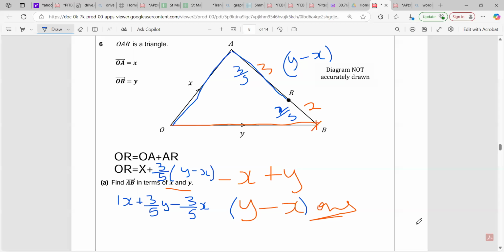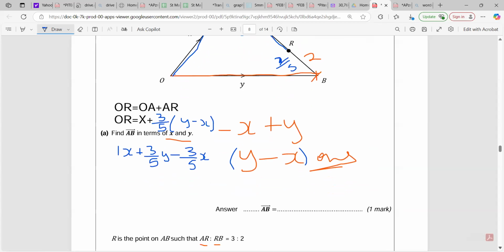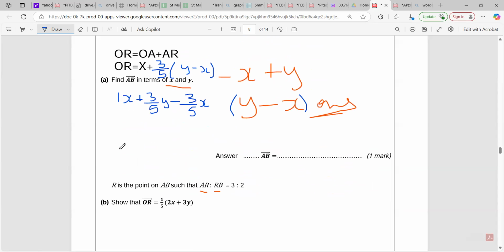All right, let me see what they say for proof. That's important. The more we have it like this, 1/5 times 2x plus 3y. All right, so all we need to do is just prove that this works out to 2x over 5 and 3/5 y. Once you prove that, this is proven.